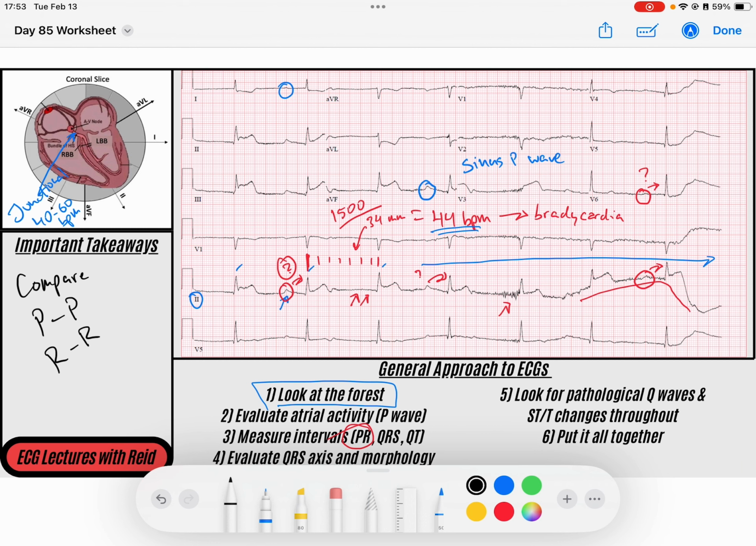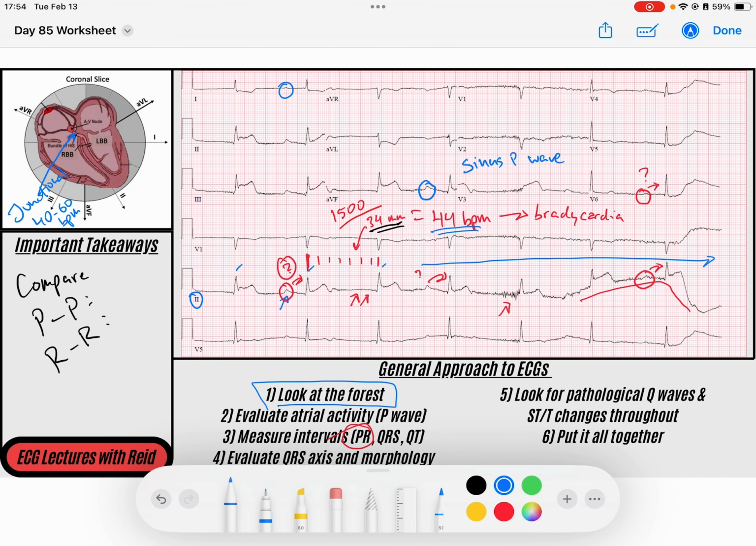And that should help me determine, if every 2 P waves conducts to a QRS, well, then my P to P should be twice that of my R to R. And vice versa, right? And so in terms of how fast they're going. And so what I'll do is, we've already calculated the interval from R to R is 34 millimeters. Let's calculate the interval of P to P.